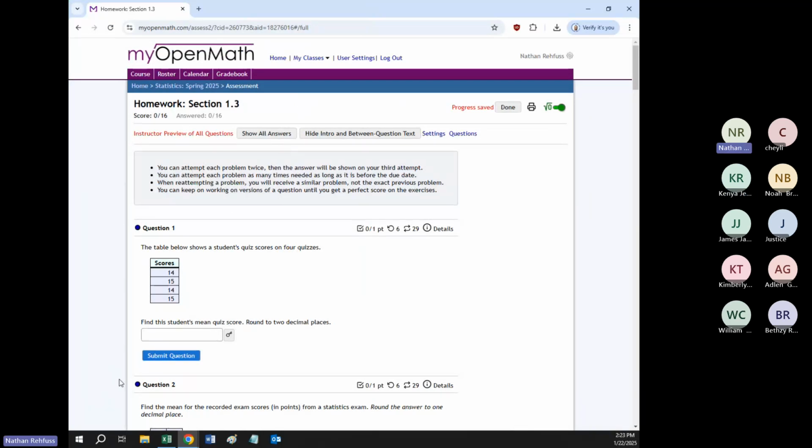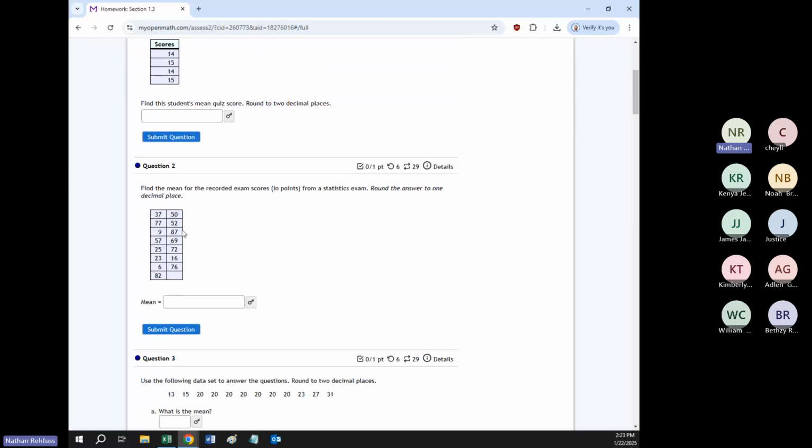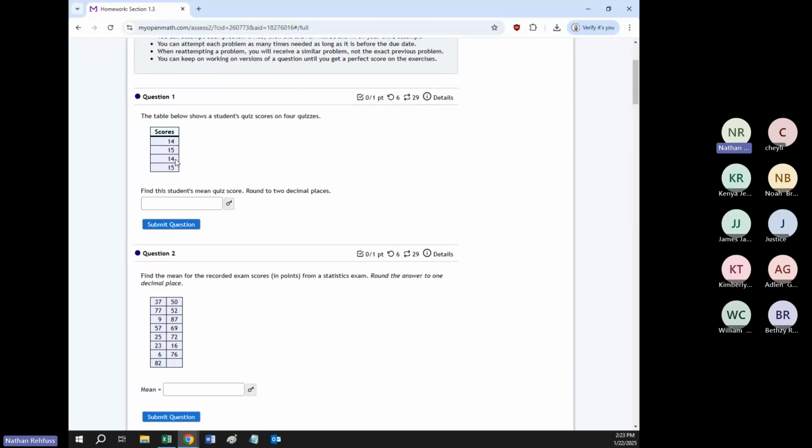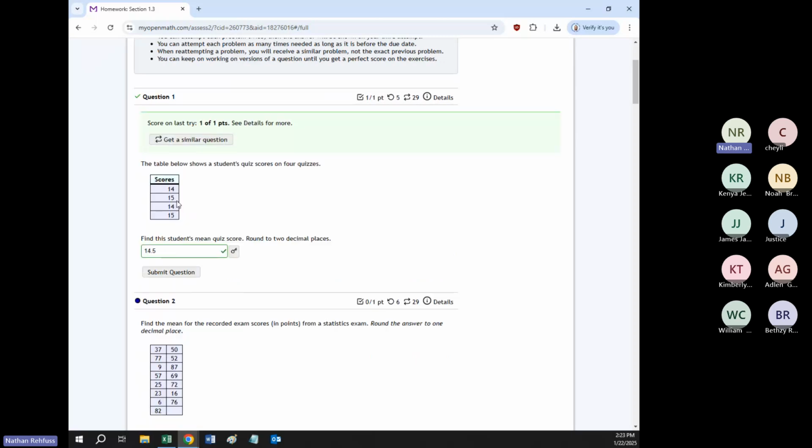Okay, so I start with a simple homework assignment. I need to take the average, let's say this problem. So for the first problem, I can see that the mean is 14.5. There's two 14s and two 15s, so the average is 14.5. We can do that with a calculator or even just by looking.